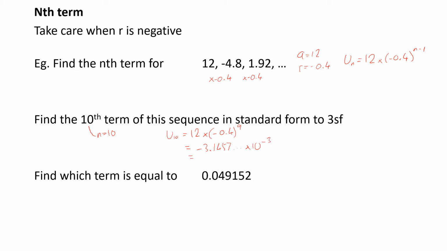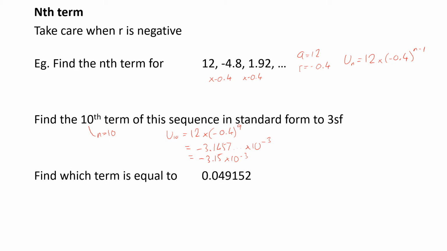In standard form, then we're going to have minus 3.15 times 10 to the minus 3. Okay. And then last question, again, I'm going to do this the shortcut way, I think, because the logarithm way probably isn't needed most of the time. We want to find which term is equal to this.